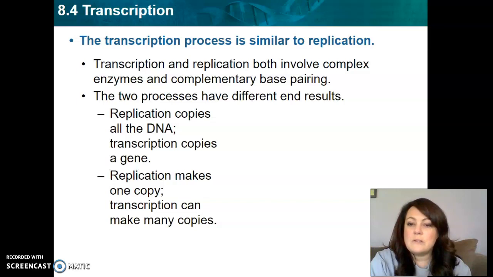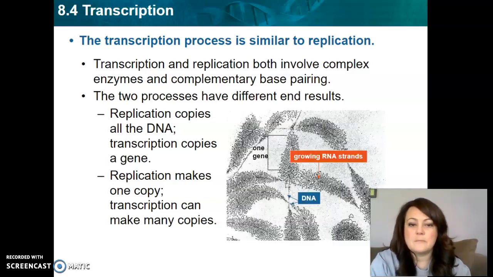The different end results are that replication will end up with two identical copies of the same strand of DNA. Transcription copies a gene. Replication makes one copy, and transcription can make many copies. So that one strand of DNA is not limited to one-time use. It can be reused over and over and over by enzymes. You can see here there's one gene segment and the growing RNA strands that it's producing. So it can be producing multiple off of the same strand at any given time.